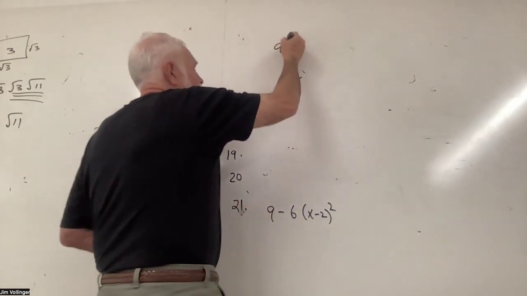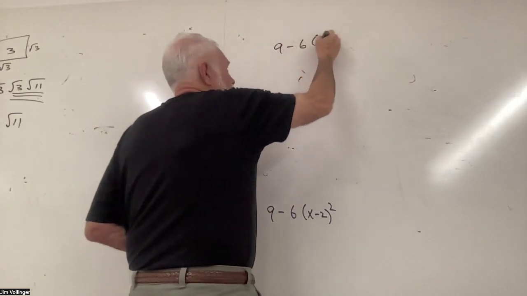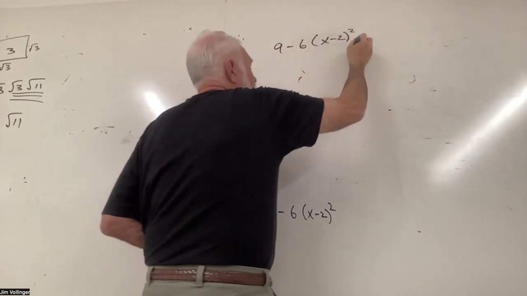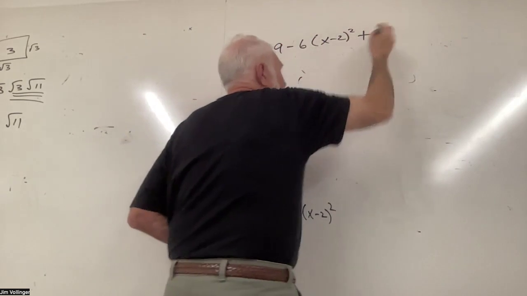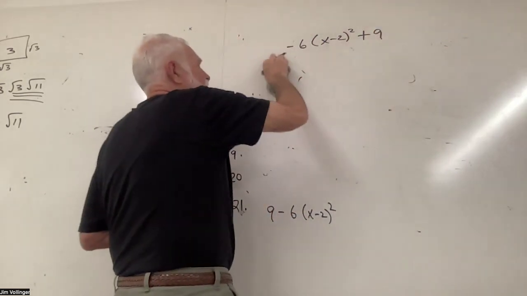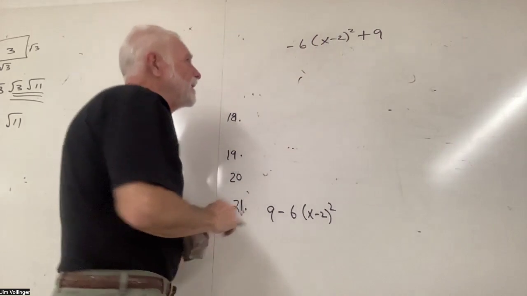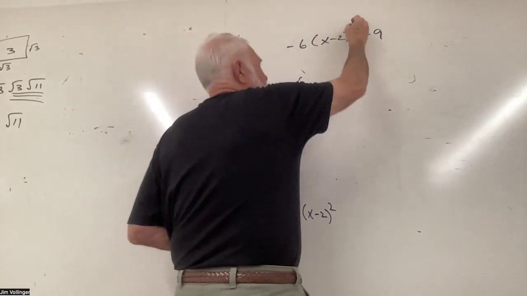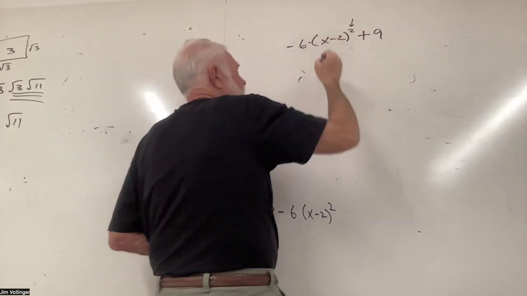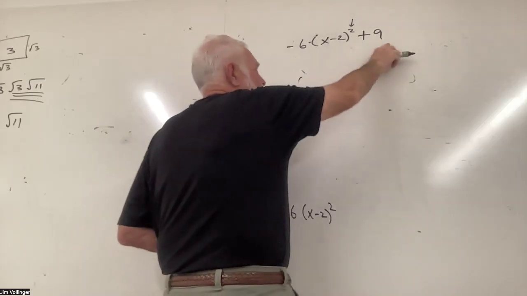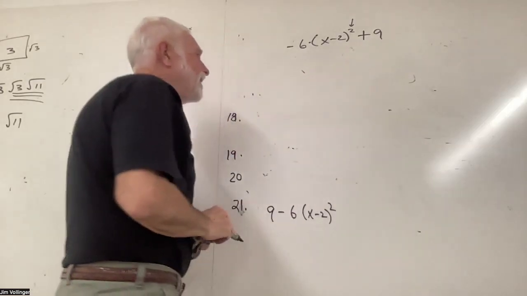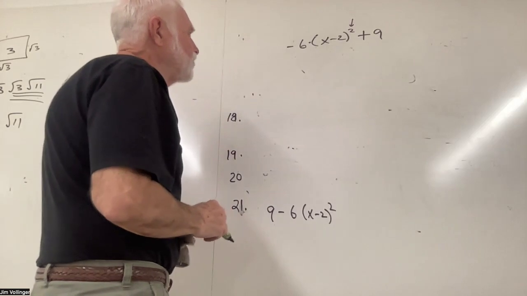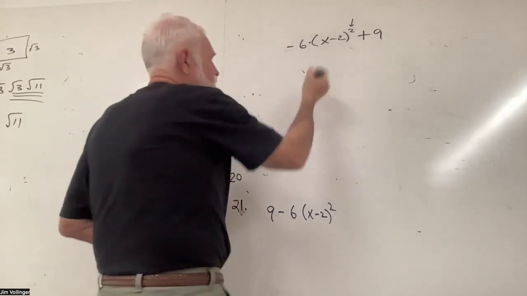So we have 9 minus 6 times x minus 2 squared. So I'm going to put the 9 at the end, because I want to make sure nobody does 9 minus 6 and says 3. Because you do the hardest operation first, which is squaring. Multiplication is the next hardest. And adding 9 at the end is the least hard operation.